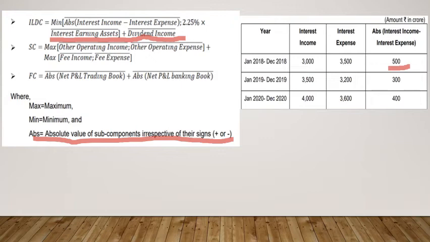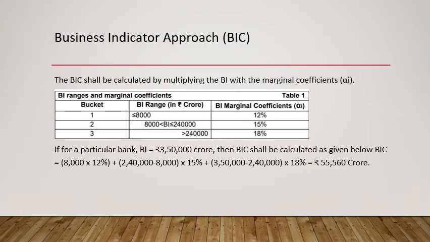What is the next component that we have? The next component is the business indicator component, which is BIC. So how do we calculate the BIC? BIC is calculated by multiplying the BI with the marginal coefficient. There are three ranges prescribed by RBI: when your business indicator is less than 8,000 crores, 8,000 crores to 2,40,000 crores, and above that. For those who are not from India and will have difficulty in understanding crore, 1 crore is equal to 10 million, or I can say that 100 crore is equal to a billion. That's how we can look at this.